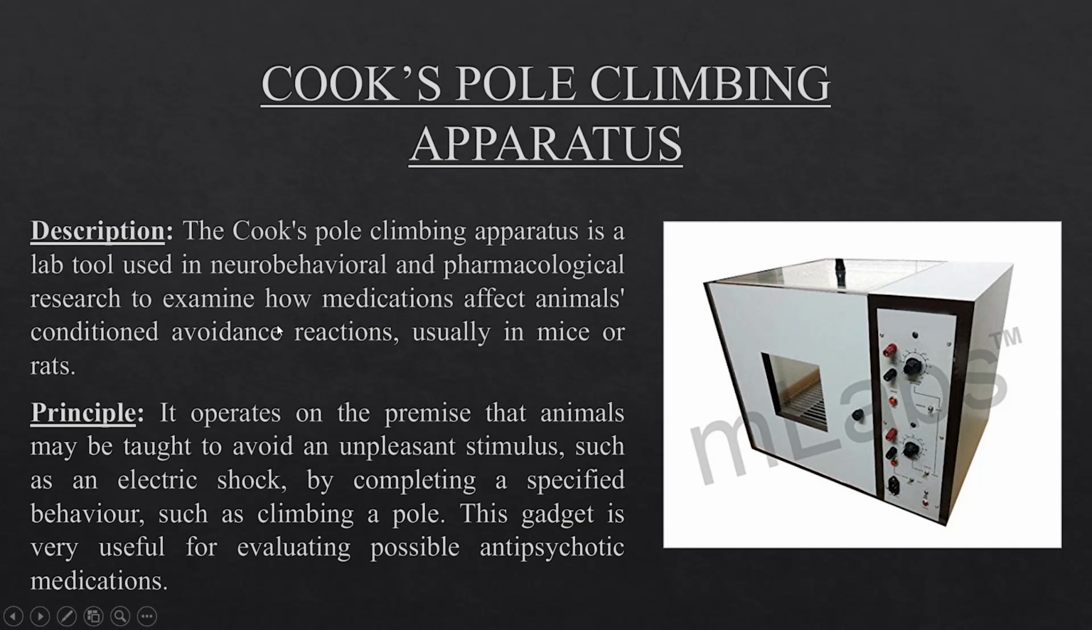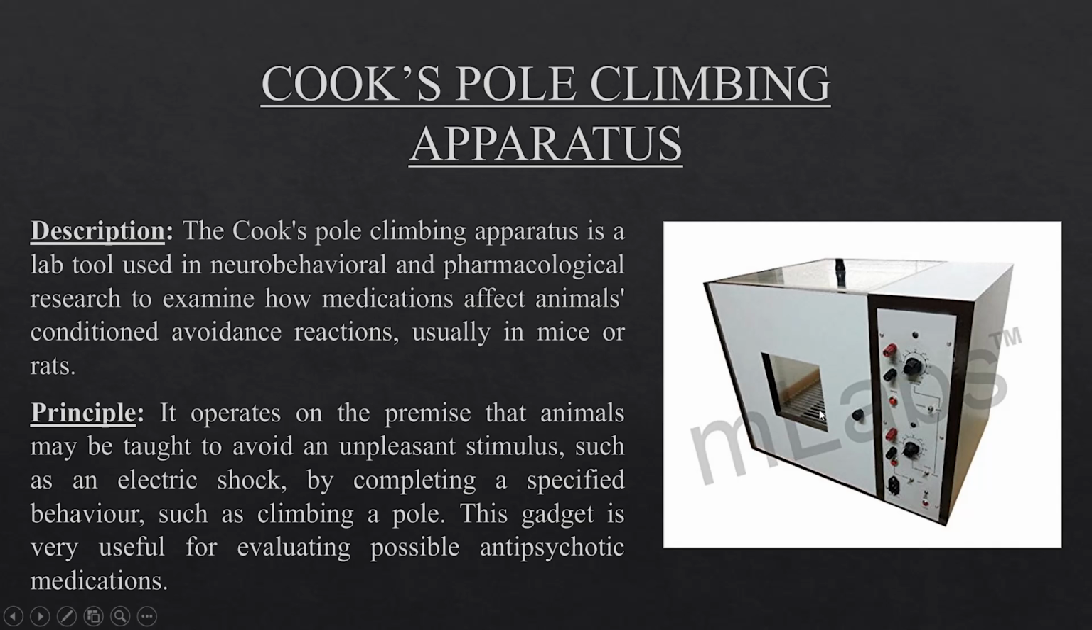So the description says that this apparatus is used in neurobehavioral and pharmacological research, to examine how medications or drugs affect the animal's conditioned avoidance reaction. What is a conditioned avoidance reaction? It is a reaction to a specific condition, which the animal avoids. That reaction is known as the conditioned avoidance reaction. We usually use this apparatus for mice or rats.